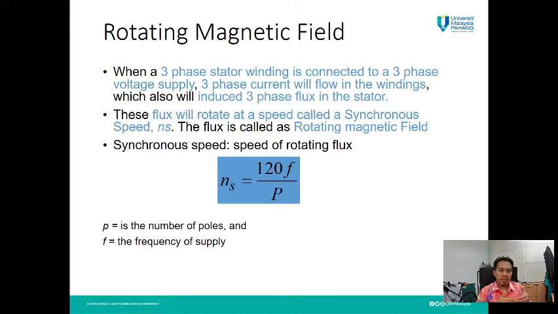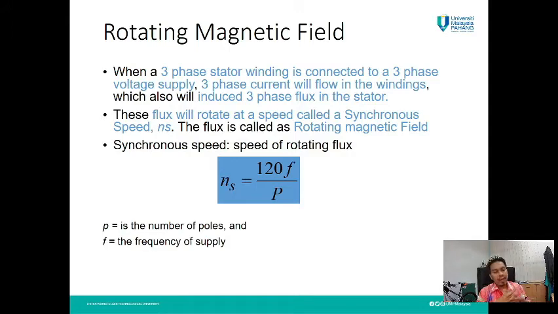So today we will look into the concept and operation of the induction motor. So how the rotor rotates in the stator. For the concept and operation of a three-phase induction motor, we have the stator, which is the stationary part, then we have the rotor, which is the moving part.